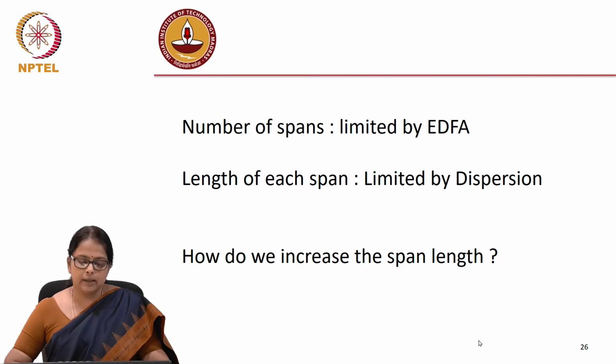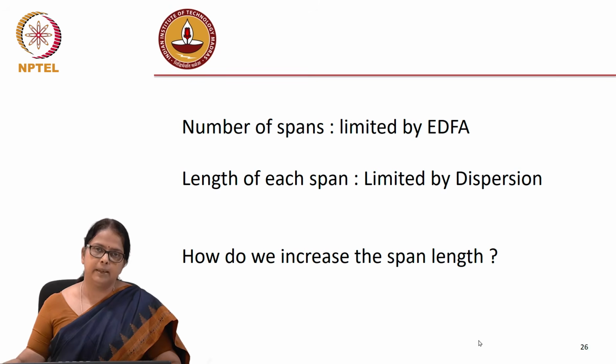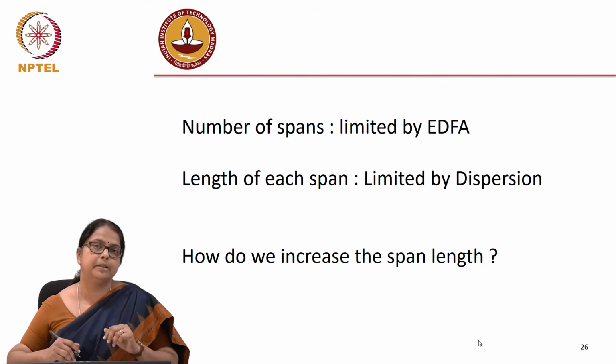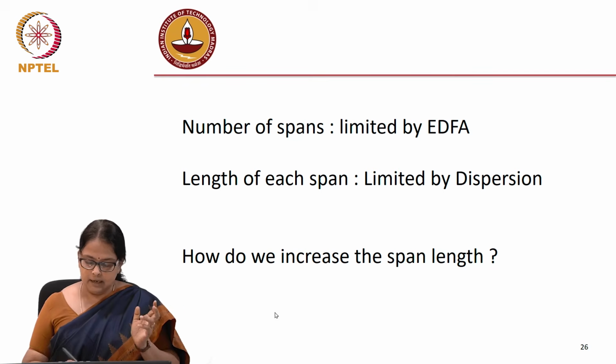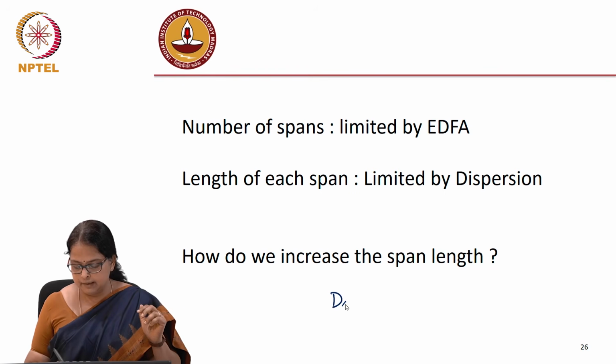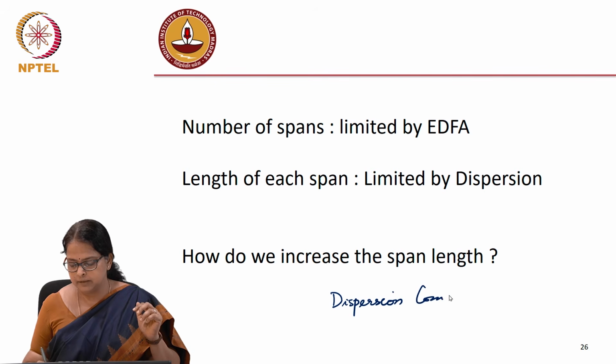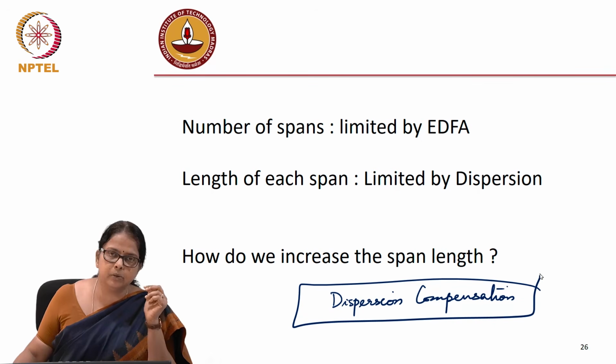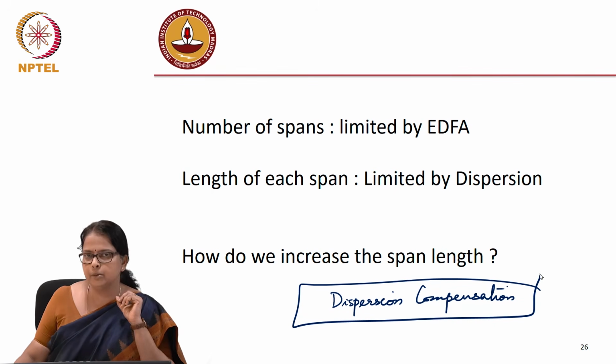So, turns out that the number of spans is limited by the EDFA because the EDFA keeps adding noise. But the length of each span is decided by dispersion. The overall length is also limited by the dispersion. And as I said, how do we increase the span length? You have to use dispersion compensation. So this is a very important idea for link design. So in the next lecture, we will talk more about dispersion compensation.